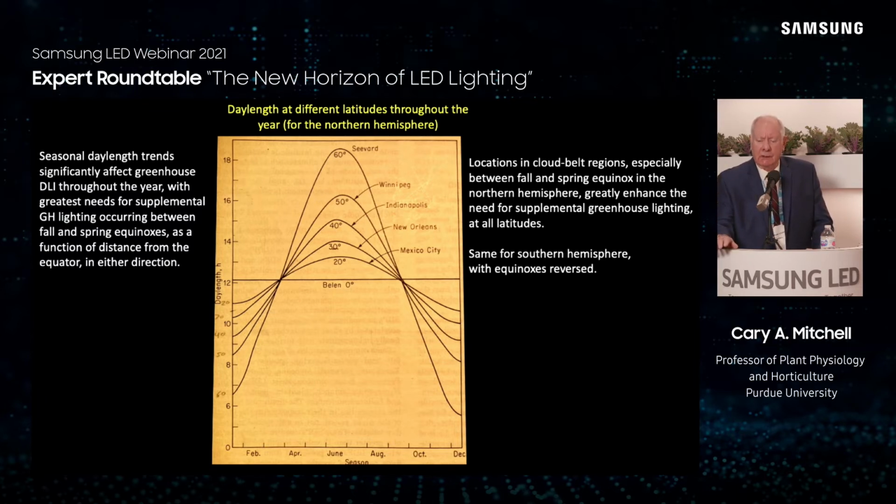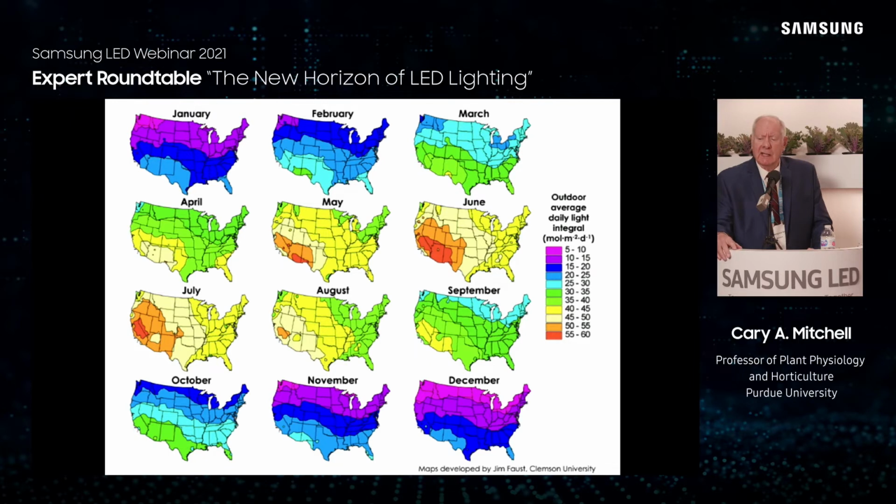And in the winter to the late spring, greenhouse growers have to do supplemental lighting if they're going to grow a crop year-round. And here, for the United States, these colors show the integrated daily light integral. Remember, this is moles of light per meter square per day and how it varies. So if you look at June, the longest day of the year occurs around June 21st.